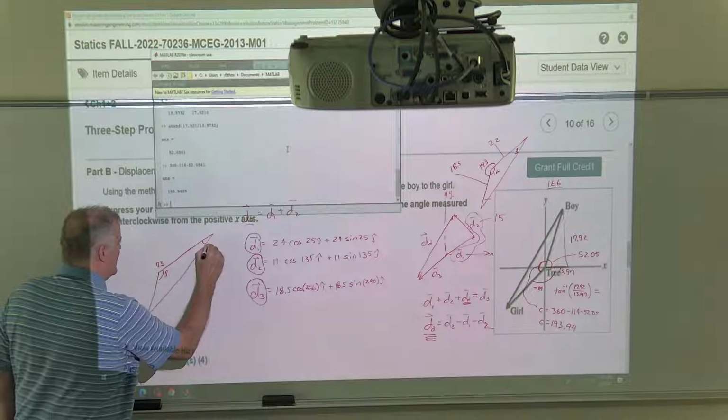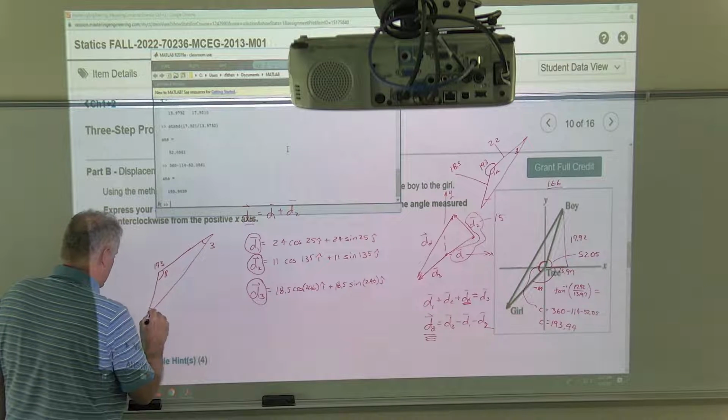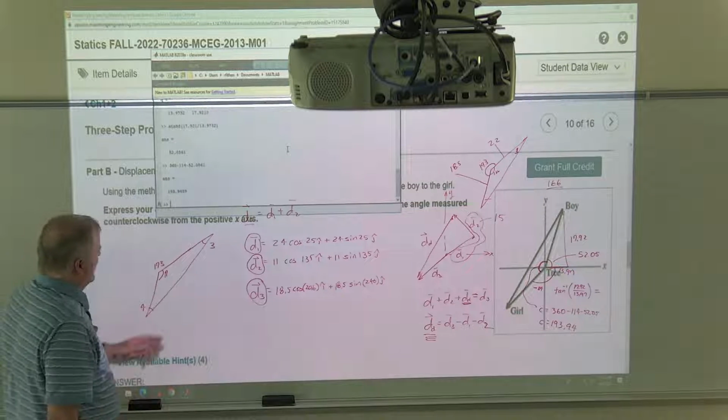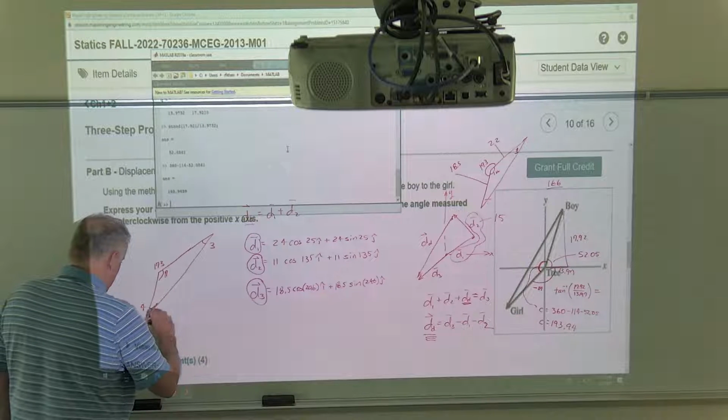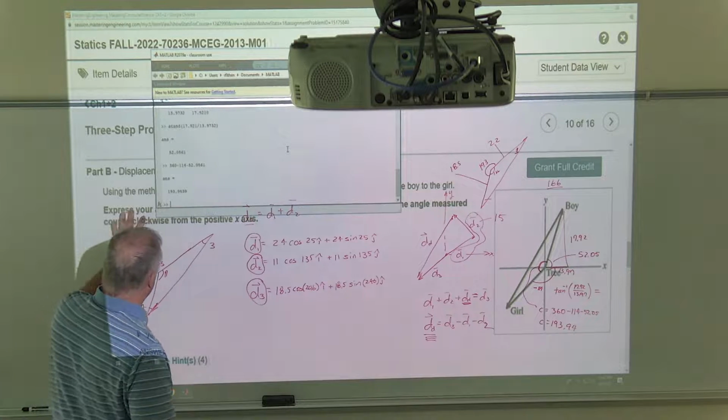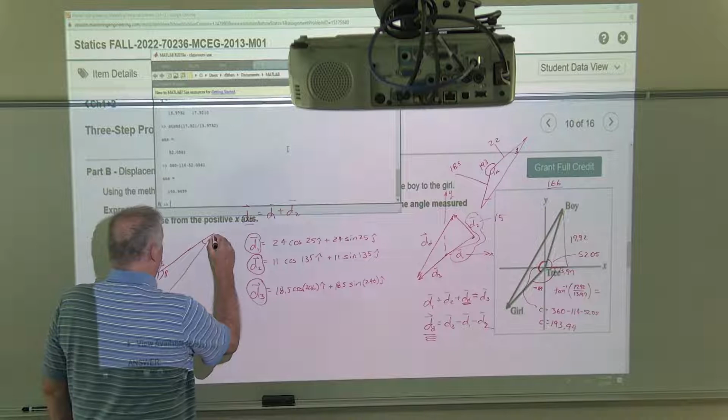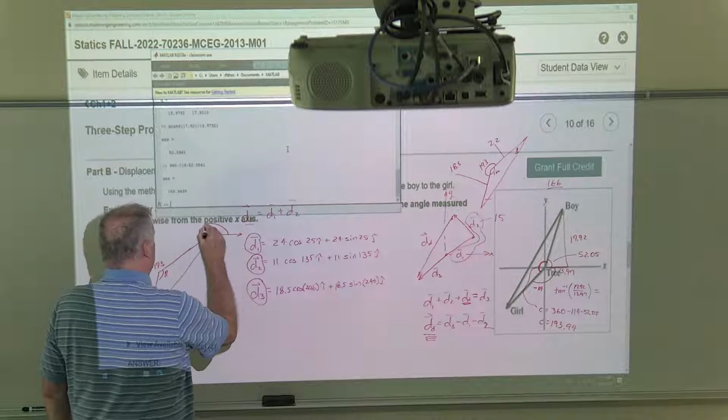And then this one was 3, and this one was 4? Okay, so this is the boy walking this direction. So the question was, or wasn't it that they wanted that?